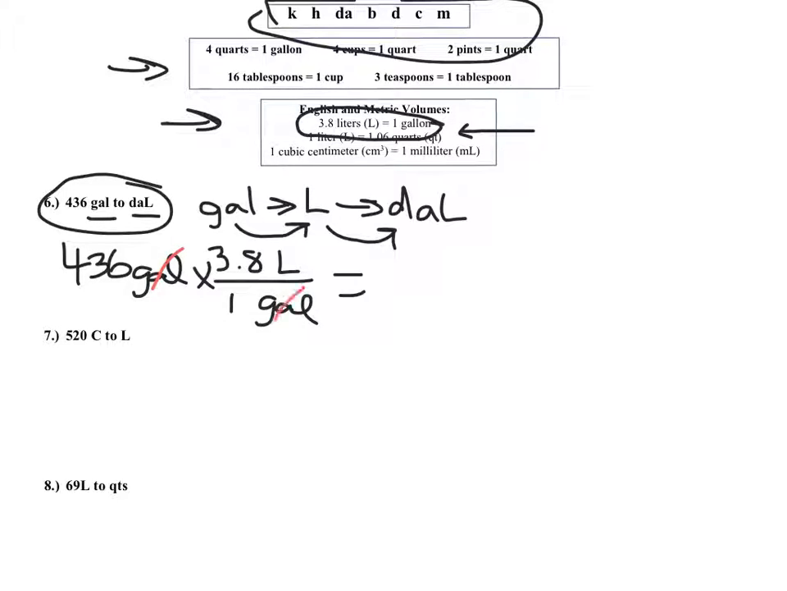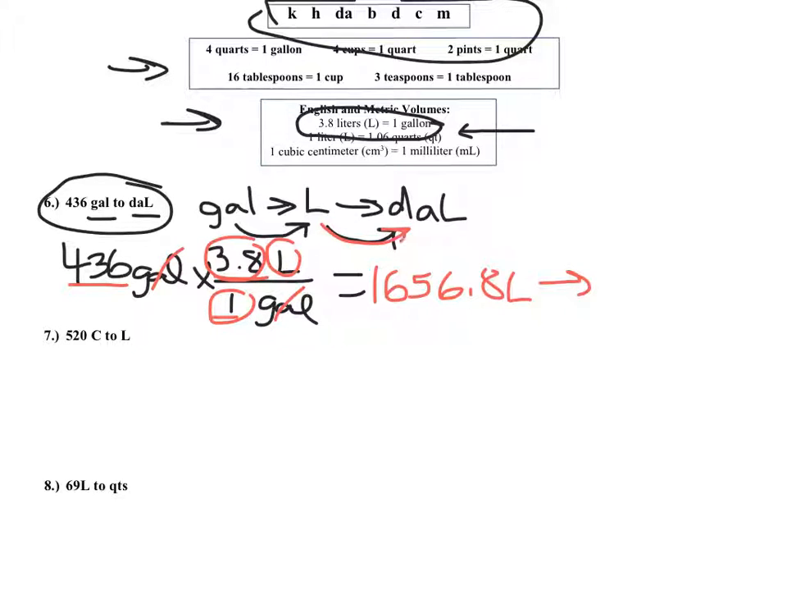So remember, since gallons are top and bottom, they cancel out, and you're left with liters for your units. That's going to be 436 times 3.8 divided by 1. Remember, you always multiply by the top number and divide by the bottom number. So when you do 436 times 3.8, you end up getting about 1656.8. So let's write that, 1656.8 liters.